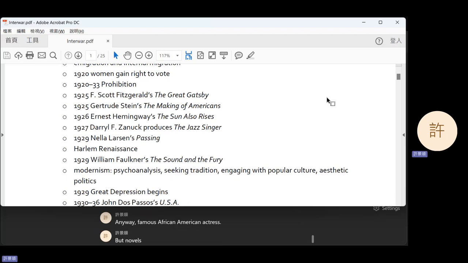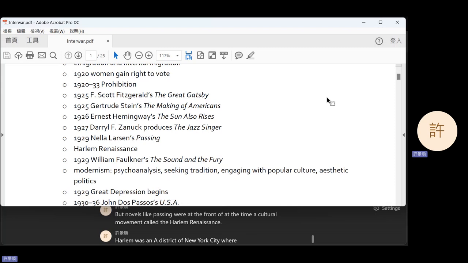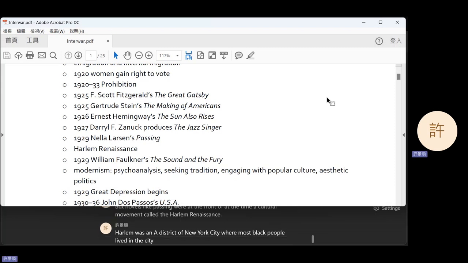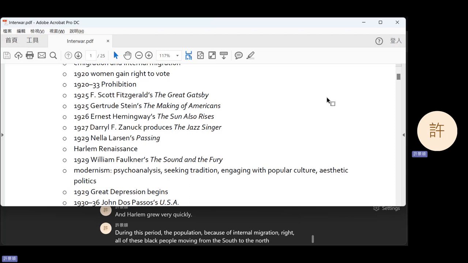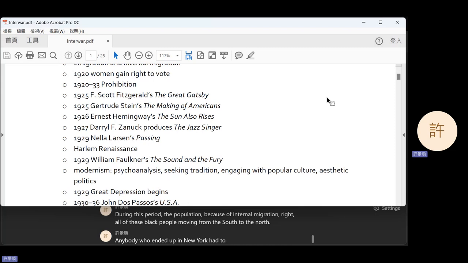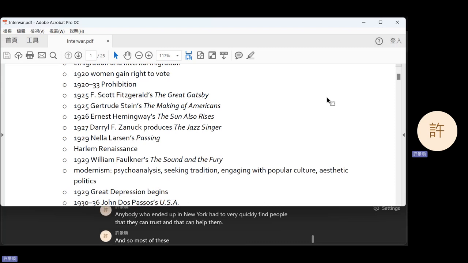But novels like Passing were at the front of, at the time, a cultural movement called the Harlem Renaissance. Harlem was a district of New York City where most Black people lived in the city. And Harlem grew very quickly during this period, the population, because of internal migration, right? All of these Black people moving from the South to the North. Anybody who ended up in New York had to very quickly find people that they can trust and that can help them. And so most of these Black people ended up living in Harlem. Even today, Harlem is known as a cultural center of Black culture.